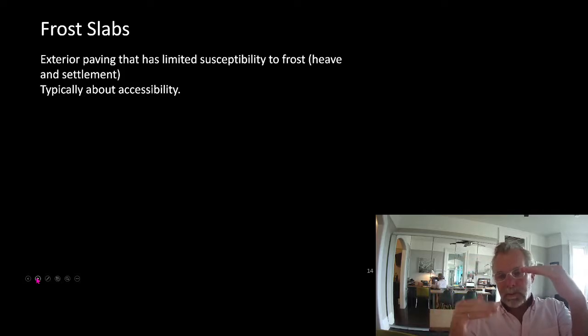So if grade moves up and down and is generally 100 to 200 millimeters below the door threshold, that's not actually a problem unless you're in a wheelchair. So if it's barrier free, that's different. But if it's an exit at the bottom of a stairwell, for example, we would simply put a step. And then the grade can move up and down as it sees fit. It's not a problem. It doesn't present a hazard.